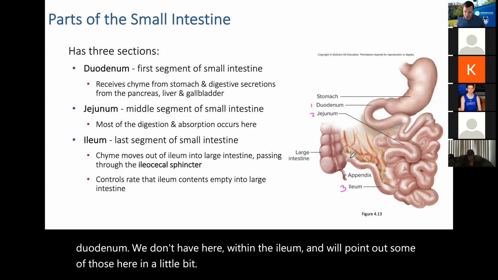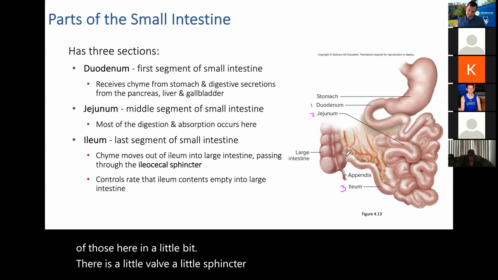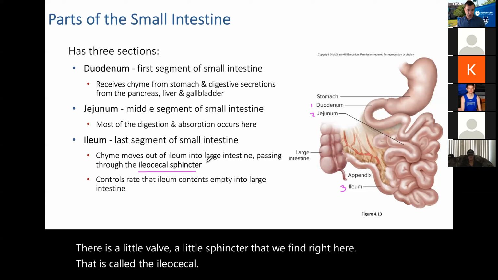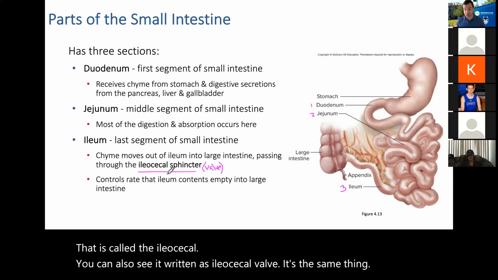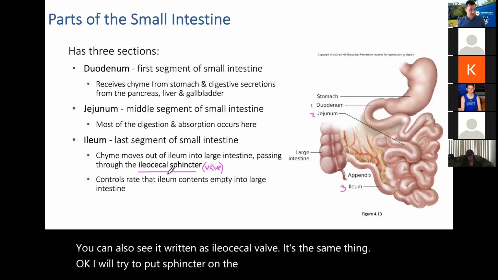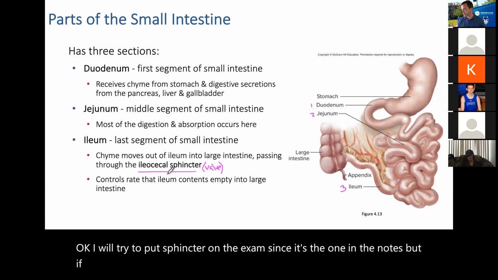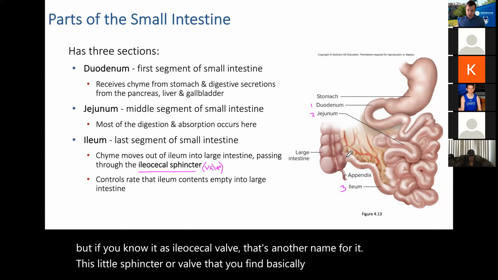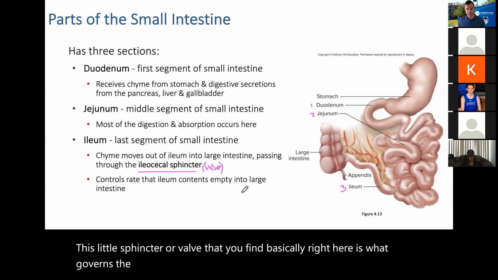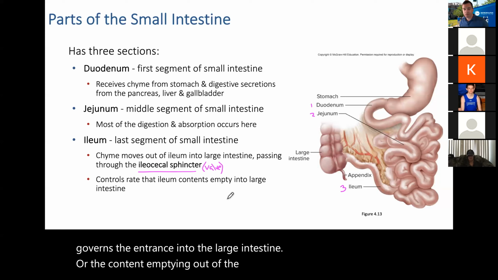There is a little valve, a little sphincter that we find right here. And that is called the ileocecal sphincter. You can also see it written as ileocecal valve. It's the same thing. I will try to put sphincter on the exam since it's the one in the notes. But if you know it as ileocecal valve, that's another name for it. This little sphincter or valve that you find basically right here is what governs the entrance into the large intestine, or the content emptying out of the small intestine, however you want to visualize it.